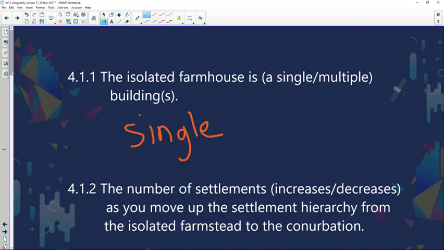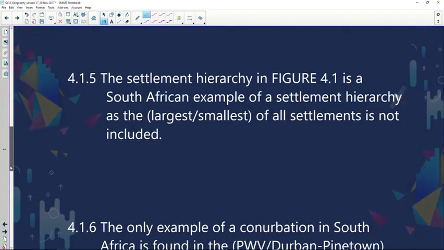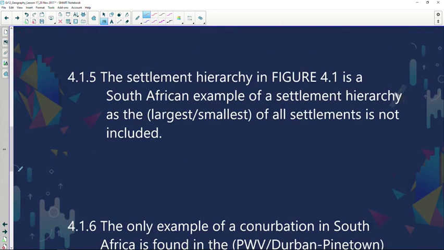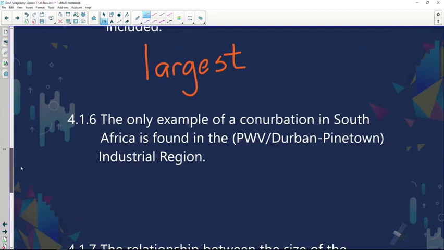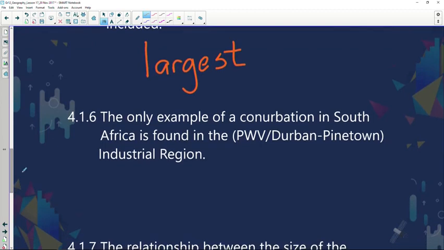Let's quickly have a look at our next question. The settlement hierarchy in figure 4.1 is a South African example of a settlement hierarchy as the largest or smallest of all the settlements is not included. The correct answer is the largest. 4.1.6: the only example of a conurbation in South Africa is found in the PWV or the Durban Pinetown Industrial Region, and the correct answer is PWV.